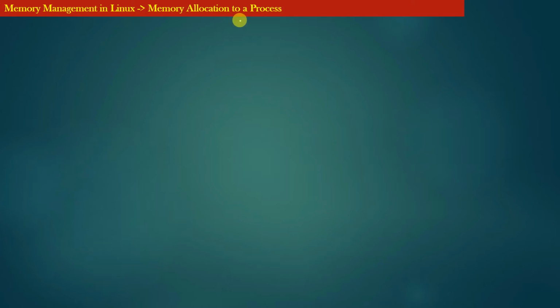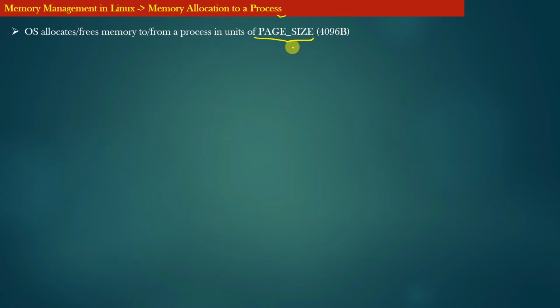So guys, now having understood the concept of paging, we are in a position to revisit and revise the memory allocation to a process. The operating system allocates or frees memory to or from a process in units of page size. Throughout this course we have assumed that the size of a page is 4096 bytes. So the operating system always allocates or frees memory to or from the process in units of page size. That is, the operating system assigns or reclaims virtual memory in units of 4096 bytes.